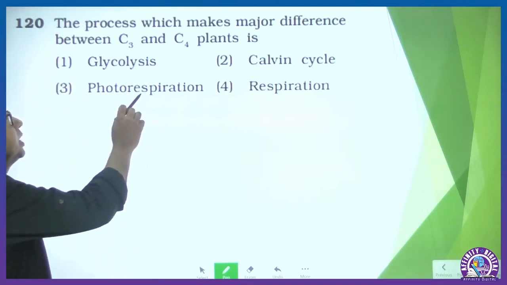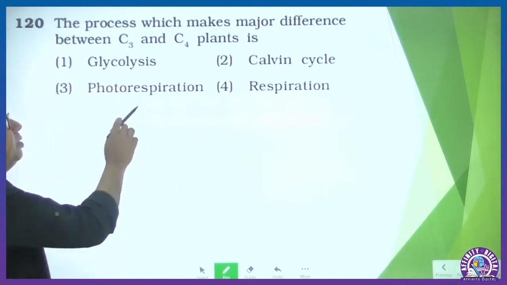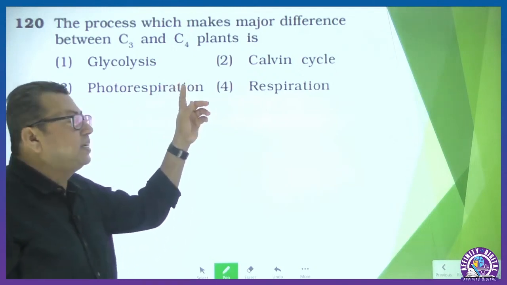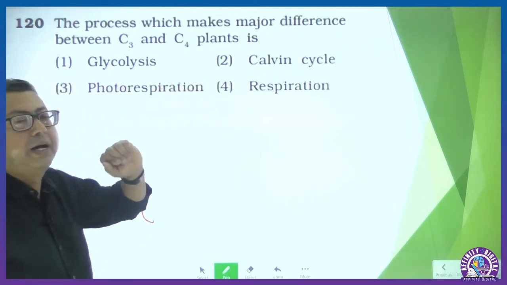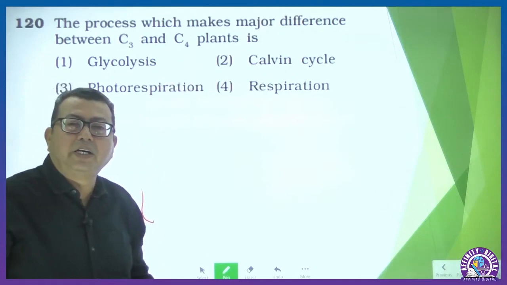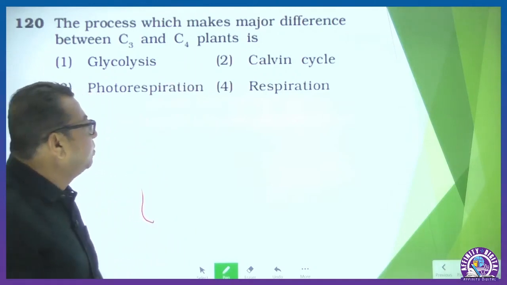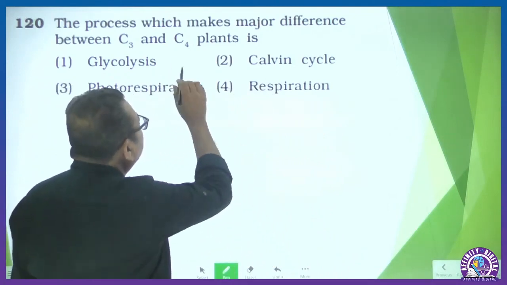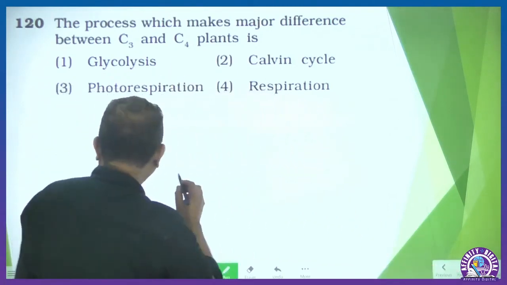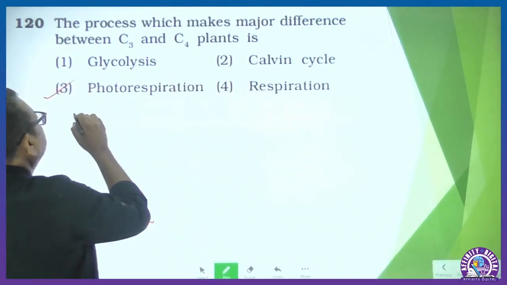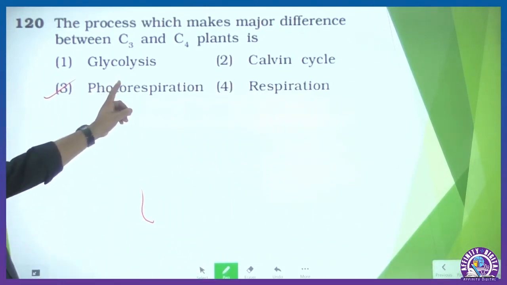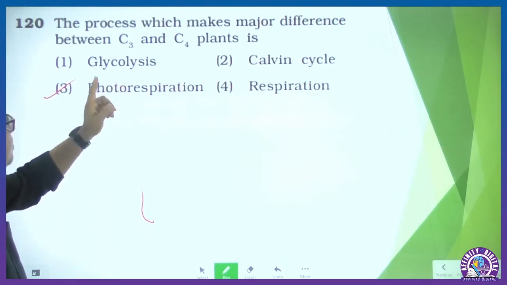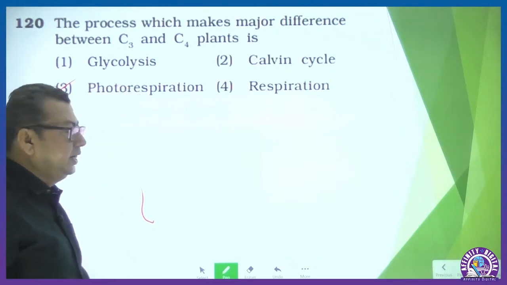And photorespiration kaha hota hai? C3 plant mein. Photorespiration is absent in C4 plant. Why is it absent in C4 plant? Because C4 plants have a carbon dioxide concentrating mechanism called the Hatch and Slack pathway. So, the major difference between C3 and C4 plant is the absence of photorespiration in C4 plant and presence of photorespiration in C3 plant.